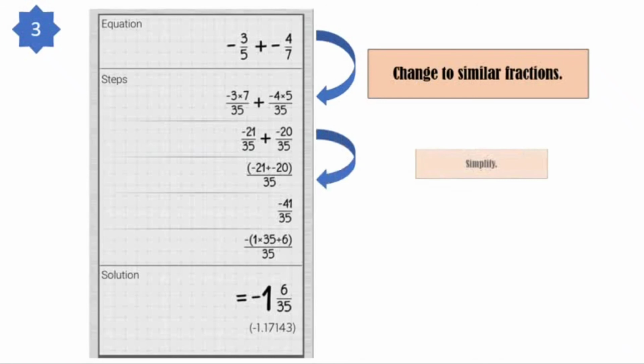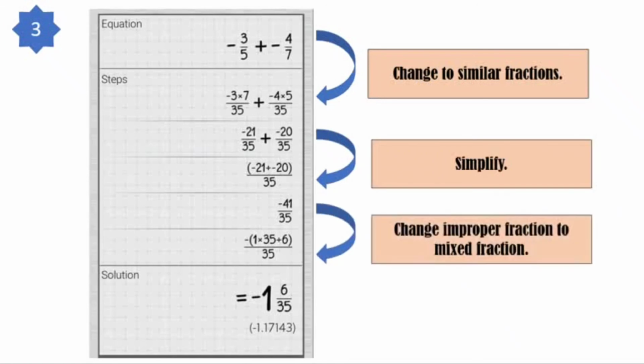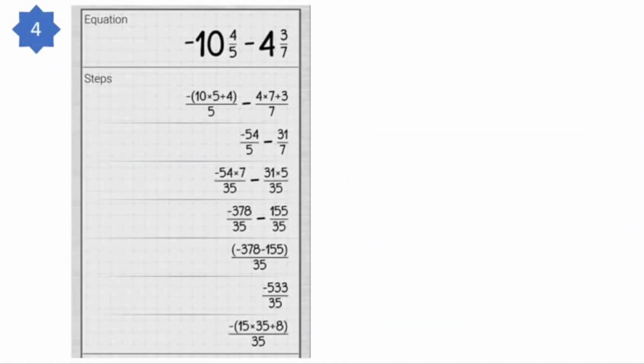Change to similar fractions. Simplify. Change improper fraction to mixed fraction. And the answer is negative 1 and 6/35.